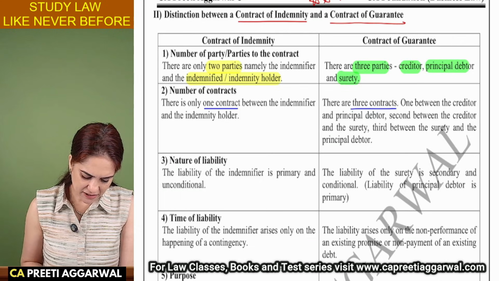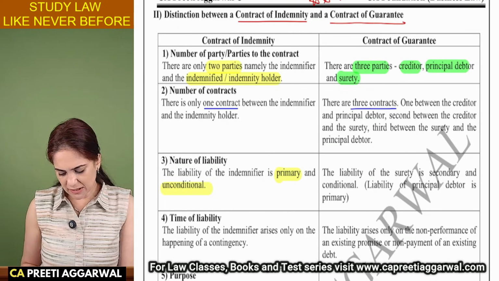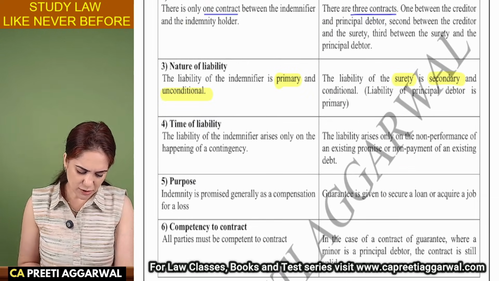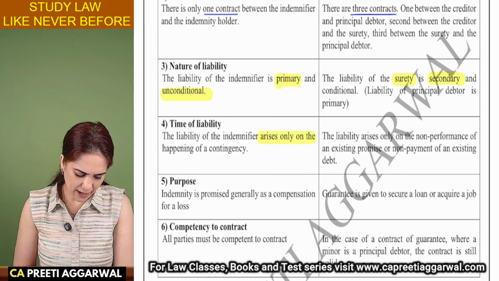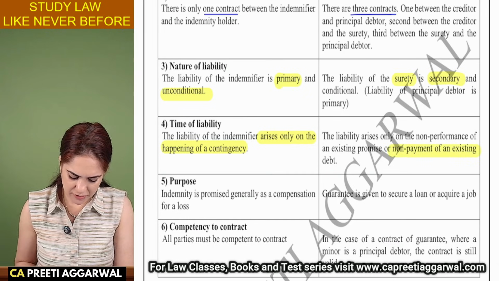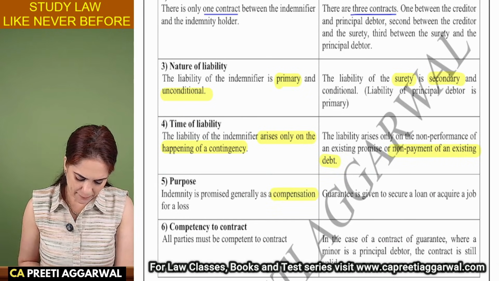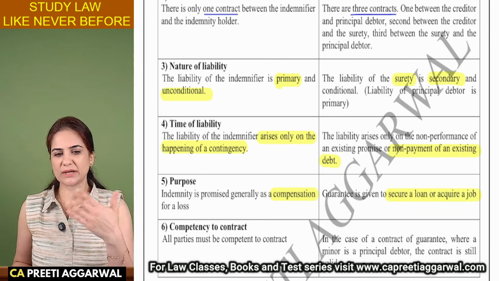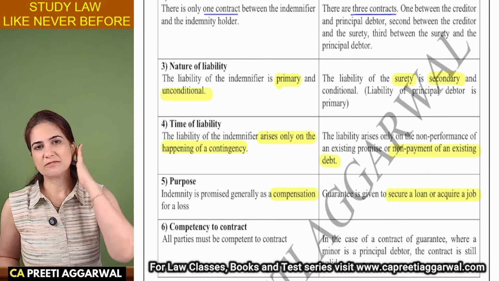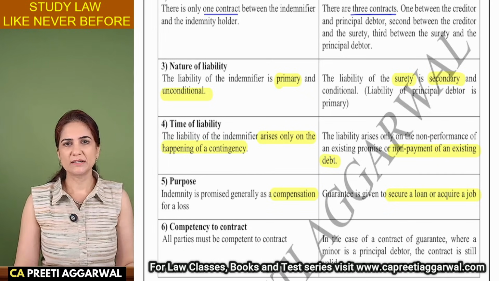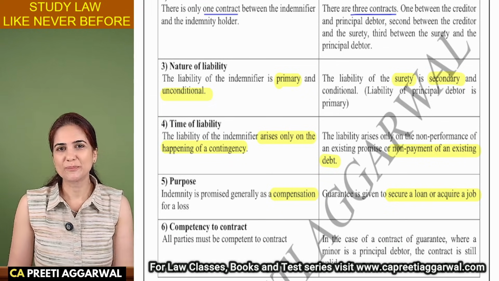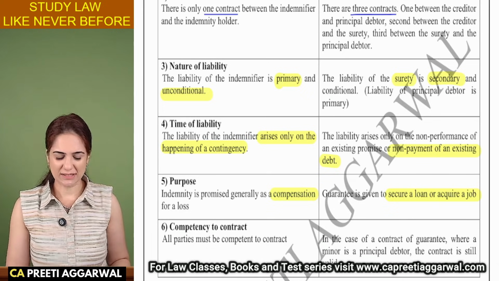Here the liability of the indemnifier is primary, he has to pay. But in case of surety, it is only secondary, he will have to pay if the debtor defaults. In case of indemnity, the liability arises only on happening of contingency. In case of guarantee, the liability will arise only on non-payment of the debt. Indemnity is a compensation, guarantee is given so that the person can secure loan, goods on credit, or job. You're giving a guarantee that this person will work with a lot of integrity, honesty, so that fidelity is guaranteed, and only then the other person is getting job. So that is the benefit of giving guarantee.